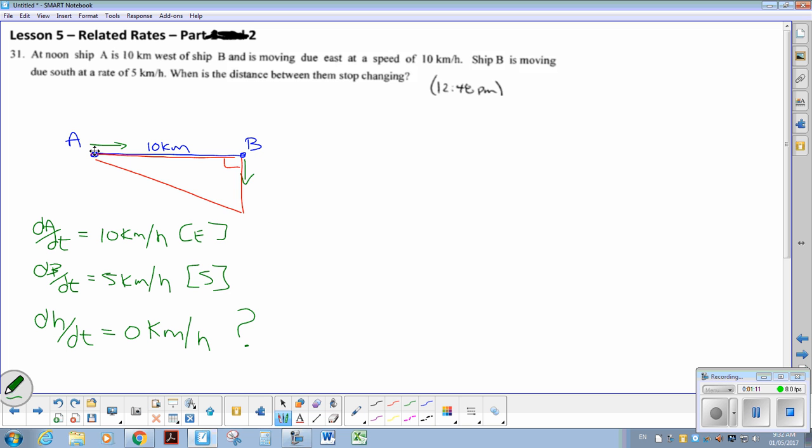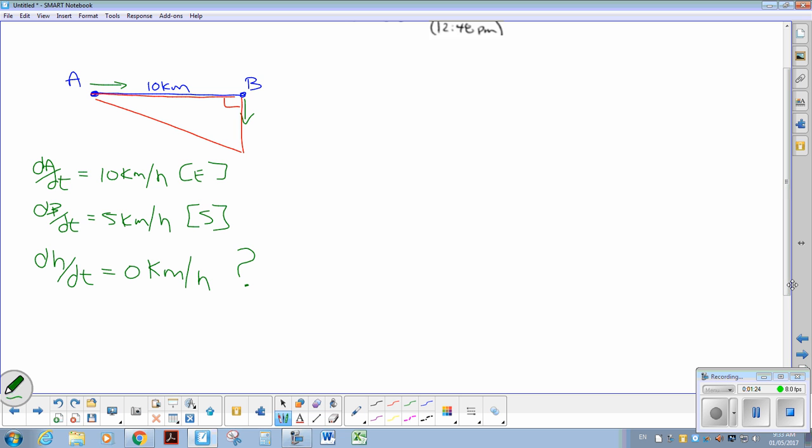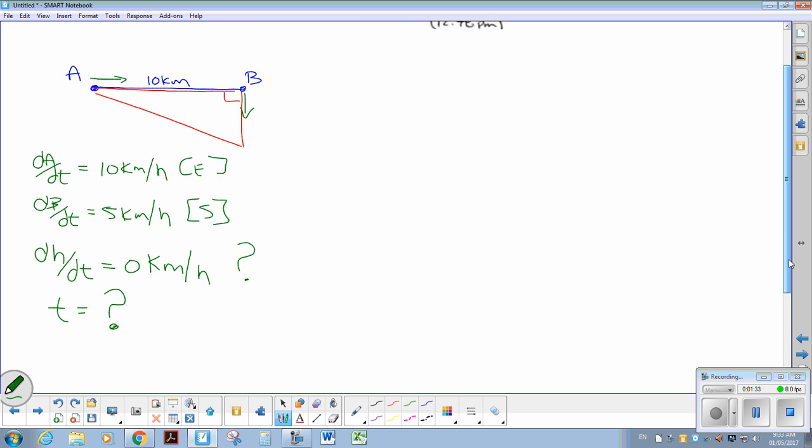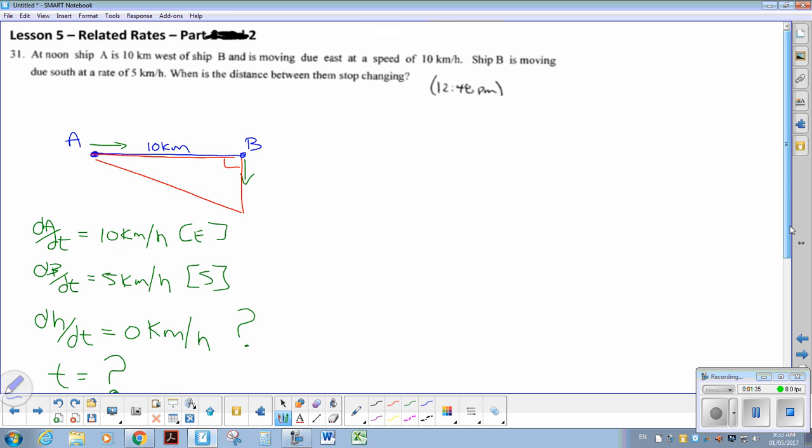If I want to use the Pythagorean identity, I need to do this in terms of time because I'm looking for time. So t is my unknown. Before I go into the Pythagorean identity, I need to have everything in terms of t. So using a little bit of physics here, d equals vt. So d is the distance, or the length of this side of the right angle triangle.